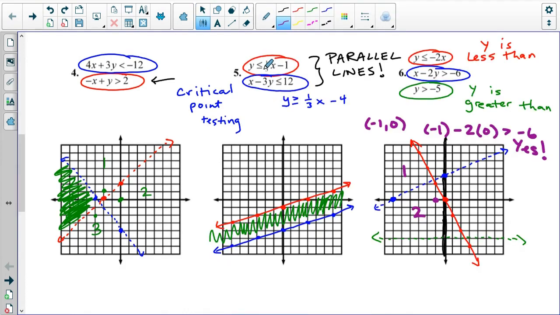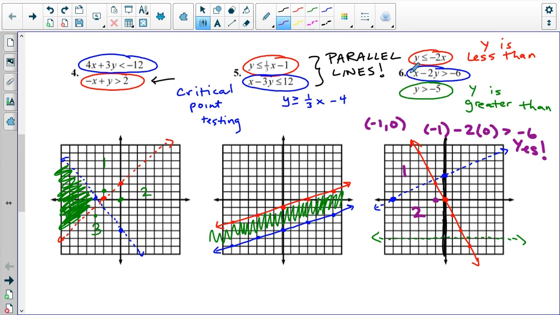If we take a look at problem 5, and we graph each of these, I converted the blue one into slope-intercept form. We see that we have parallel lines, and we are supposed to have y be less than or equal to the red line and greater than or equal to the blue line, which gives us this green shaded region in the middle of those 2 parallel lines.